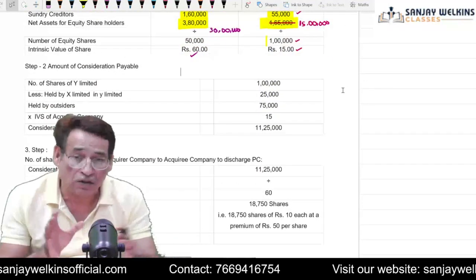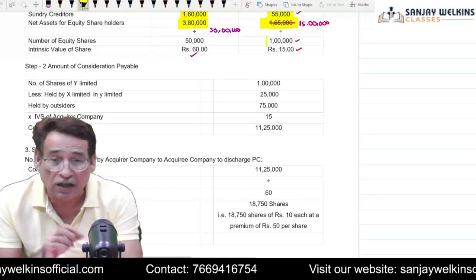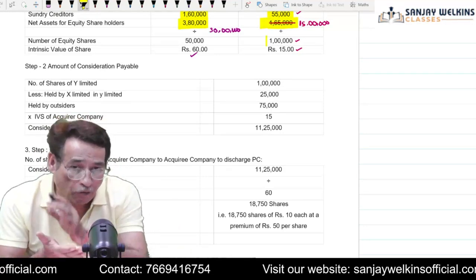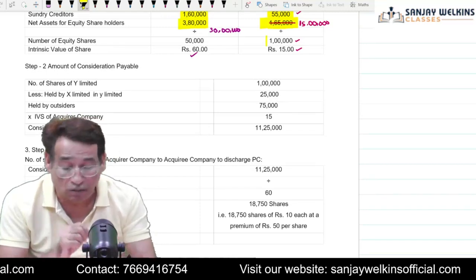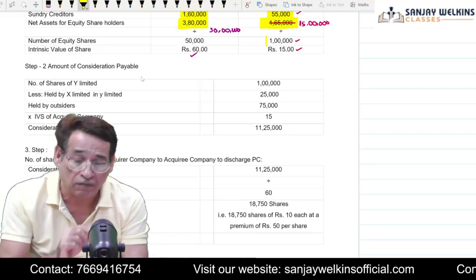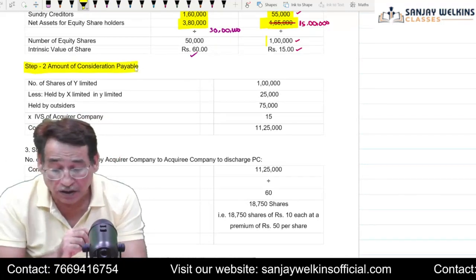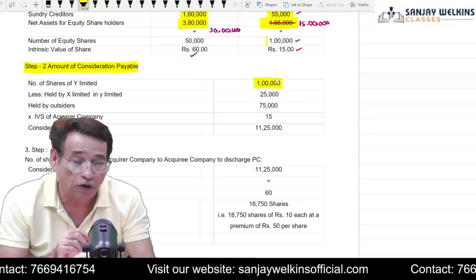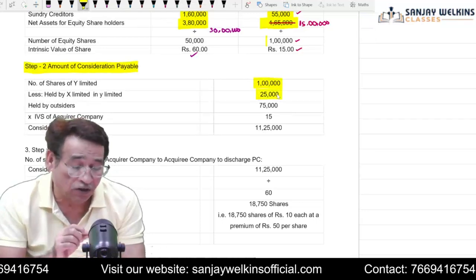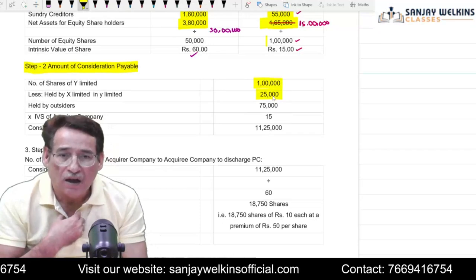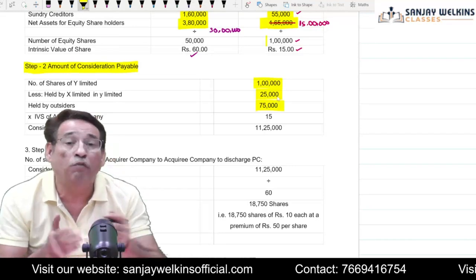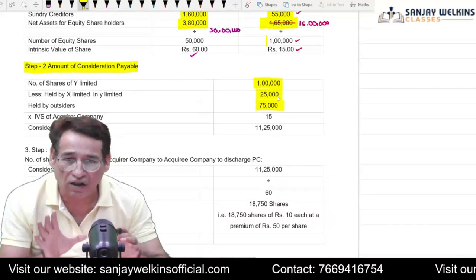After having determined the intrinsic value of the respective companies, now the next question arises: how many shares will the purchasing company have to issue to the vendor company? How to compute it under such a scenario where the acquirer company is already having some shares? See here. Amount of consideration payable. Total number of shares, first of all, of acquiree company you note down. Now out of 1,25,000 shares, 50,000 are already held by us. Are you getting my point? That means there are only 75,000 such shareholders to whom we are supposed to make the payment. Is it clear to you or not?